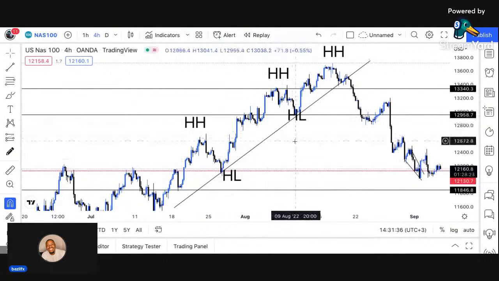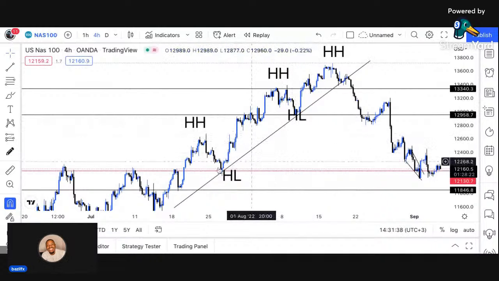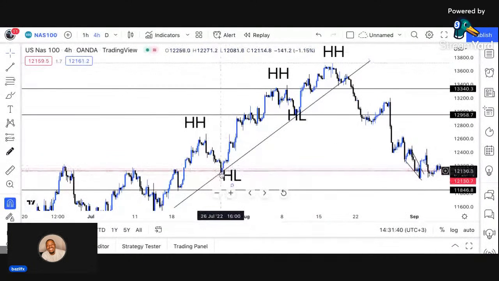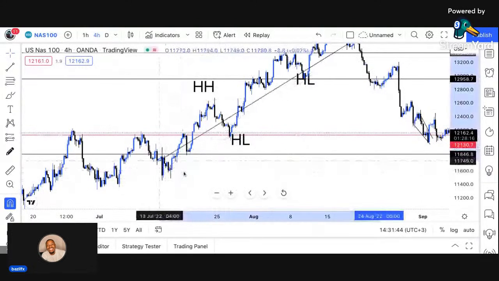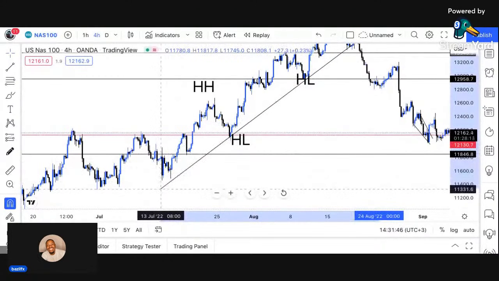So again, the other way we can buy in this market is whenever price bounces off this. Let me actually extend it down here.